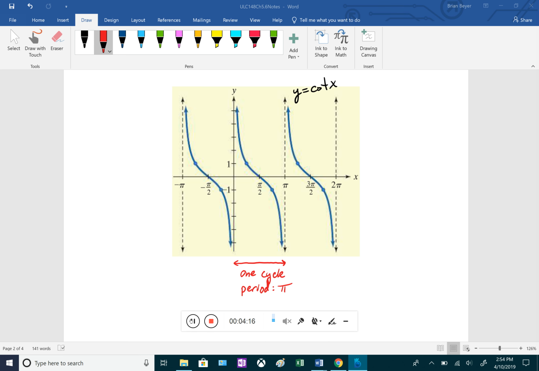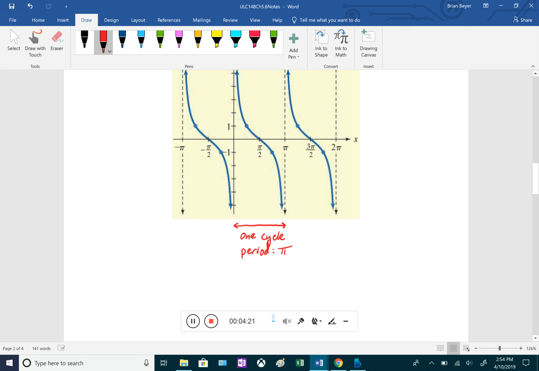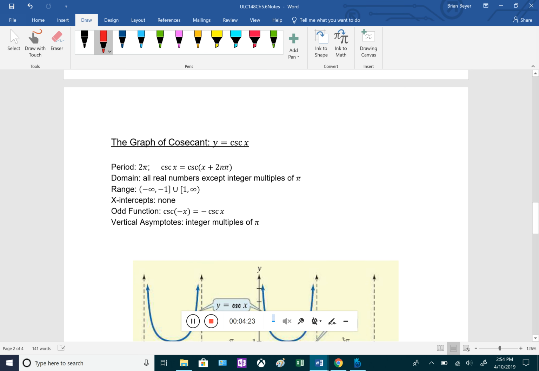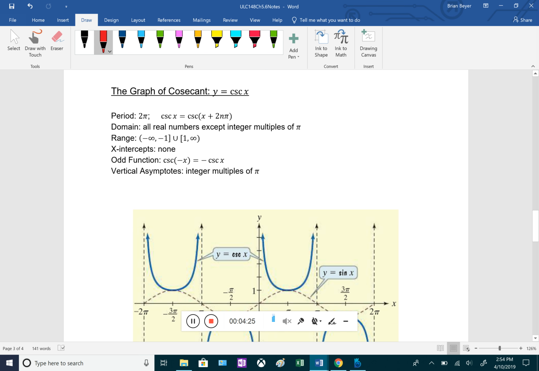Okay, so that shape's going to repeat itself over and over again from negative infinity to infinity. Next one for cosecant. So for cosecant, y equals cosecant of x. We have to remember that this is the reciprocal of sine. So this is actually going to help us graph it.